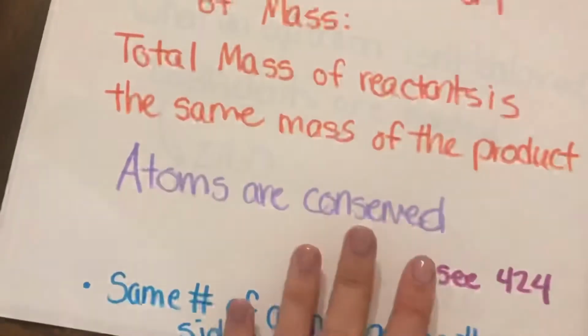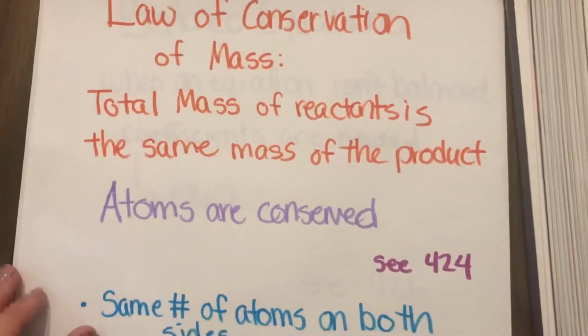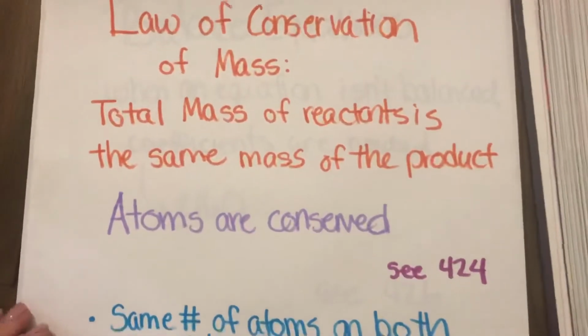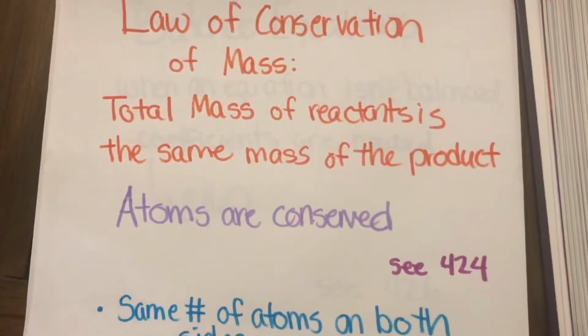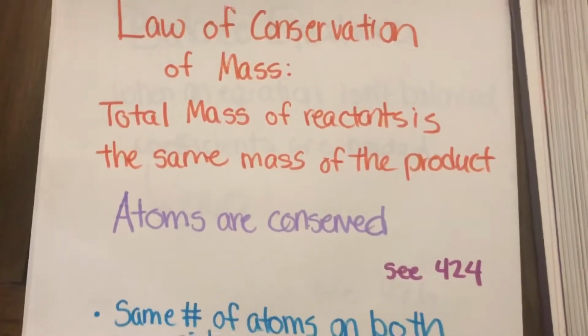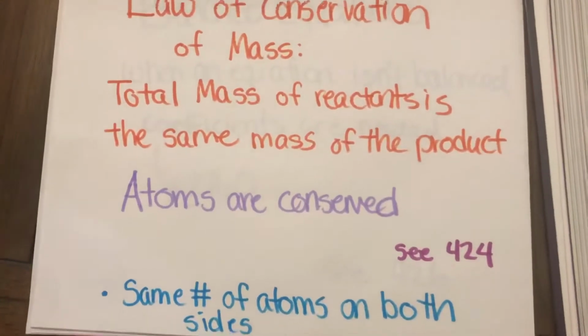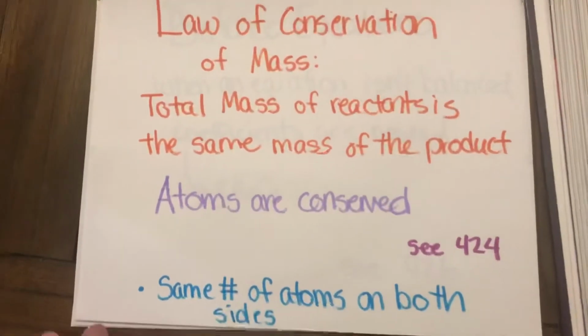Before we go any further, we want to talk about the law of conservation of mass. This basically states, and this is spelled out for you in your book on page 424, that the total mass you start off with when you're talking about the reactants, the original product, is the same that you're going to end up with after the chemical reaction. So no atoms are lost and no atoms are gained or created.